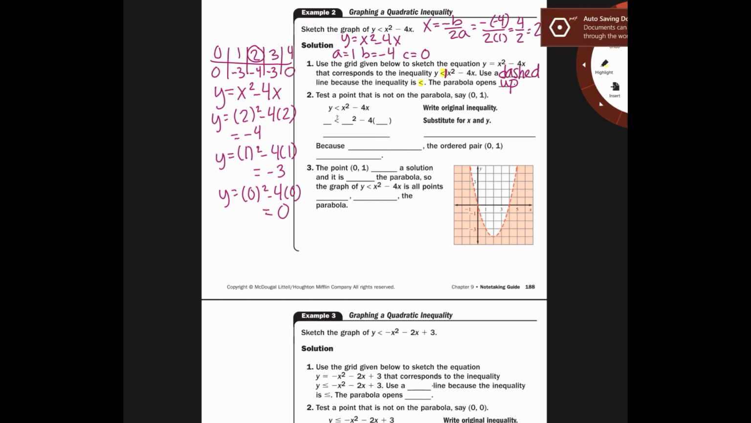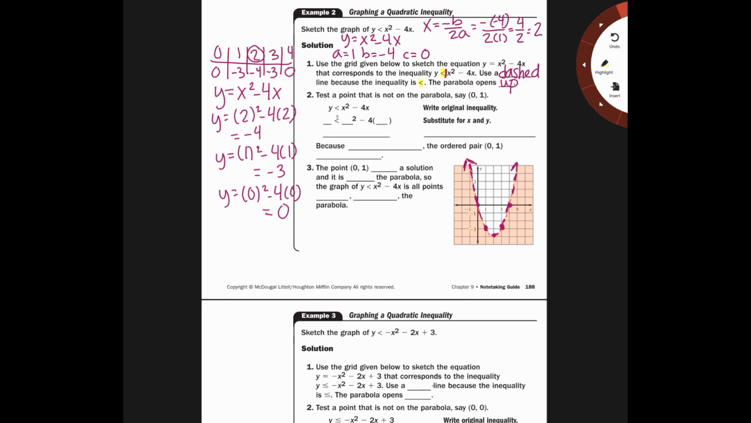So we can plot those points. 2, negative 4, 1, negative 3, 3, negative 3, 0, 0, and 4, 0. And again, we said because it doesn't have a line under here, it's just a less than, it has to be dashed. Okay, so now I have the parabola.